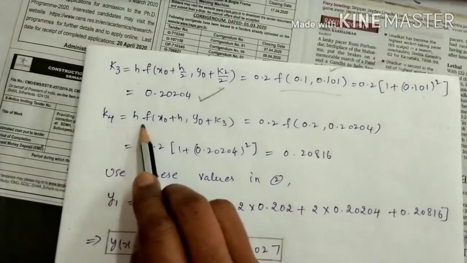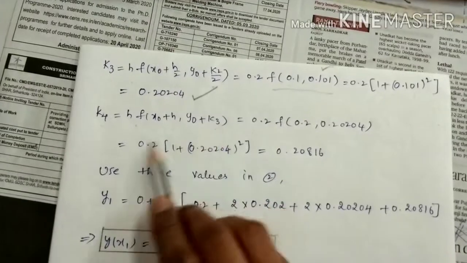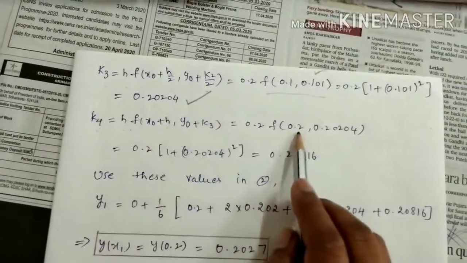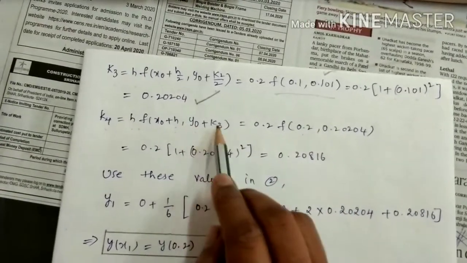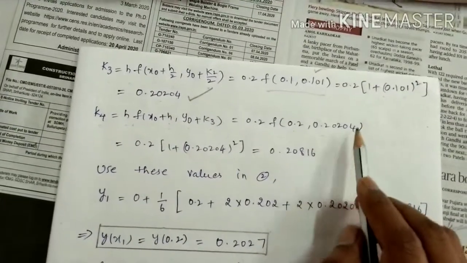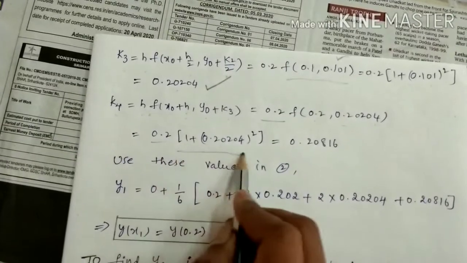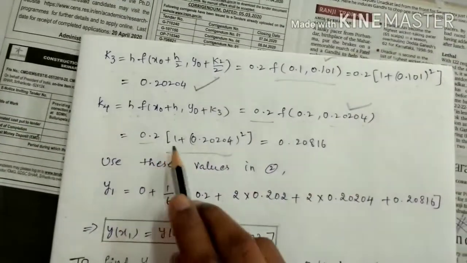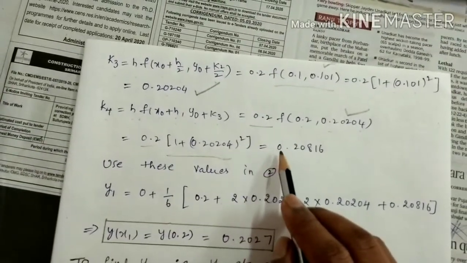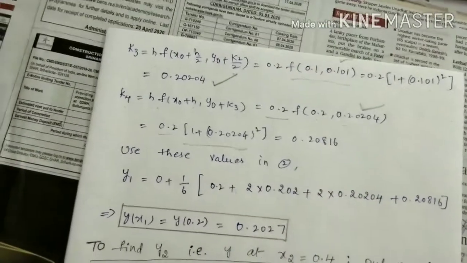And then k4 equals h into f of x0 plus h comma y0 plus k3. This equals 0.2 into f of 0 plus 0.2 is 0.2, 0 plus k3, 0 plus 0.20204. Now using f of x comma y here, it will be written as 0.2 into 1 plus y square, nothing but 1 plus 0.20204 whole square, which equals 0.20816. We got all the values of k1, k2, k3, k4.